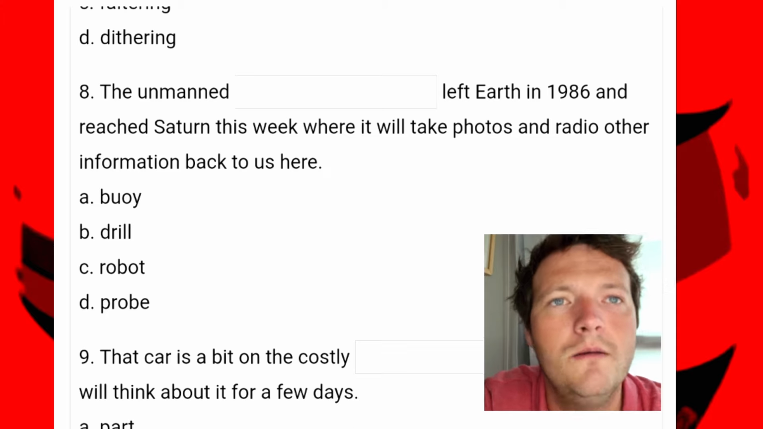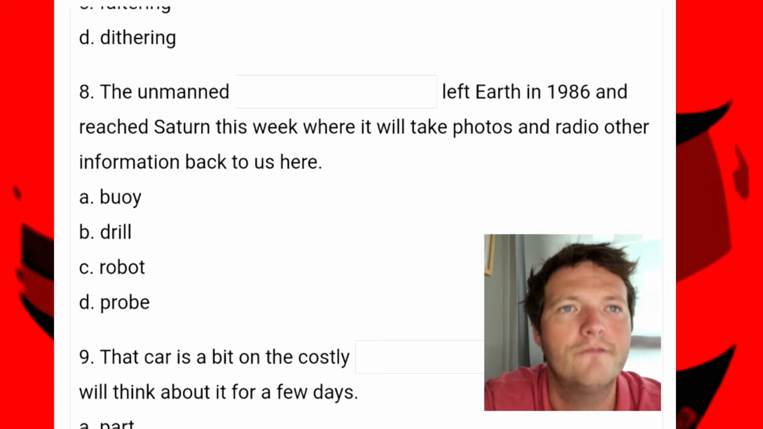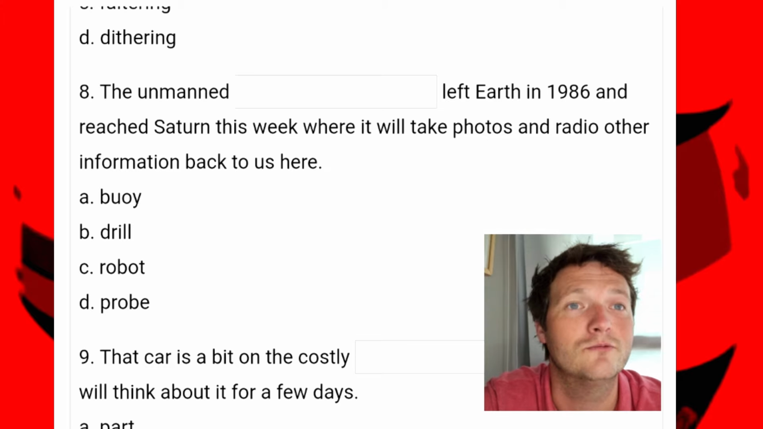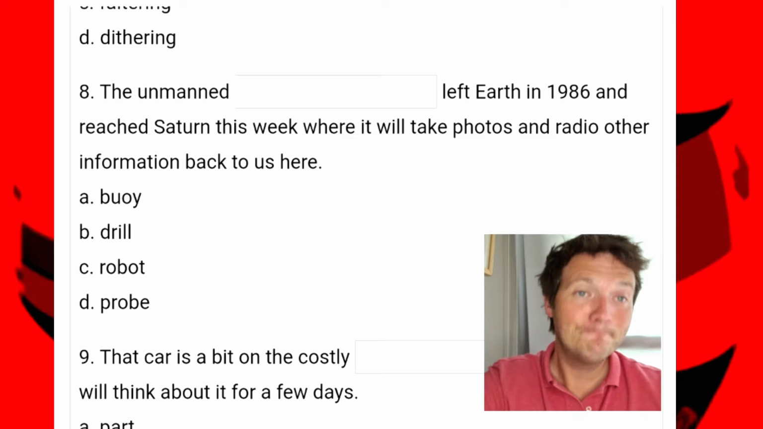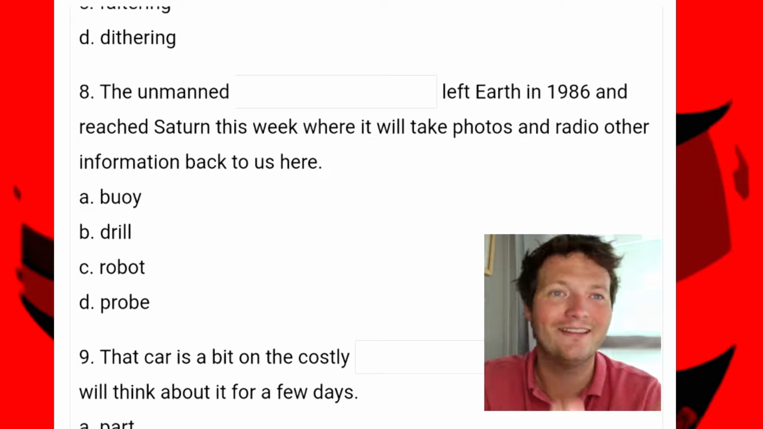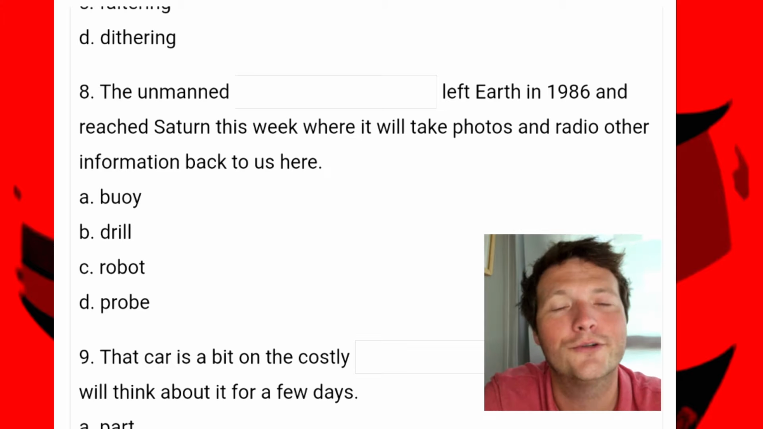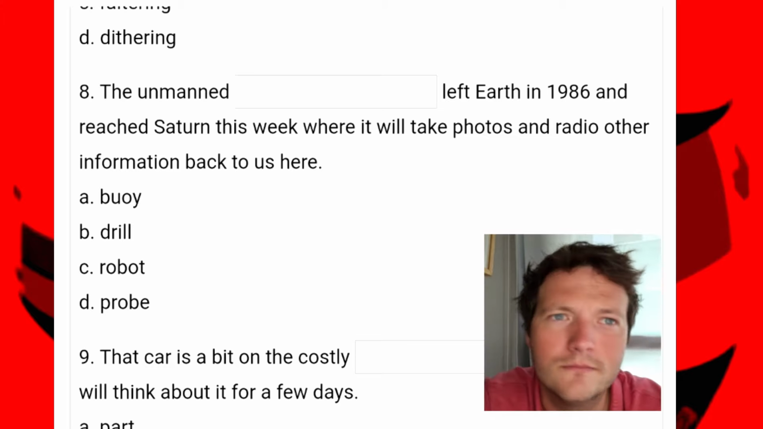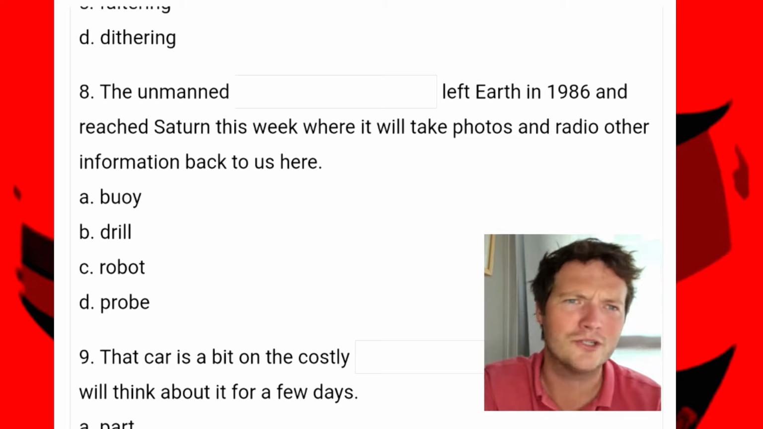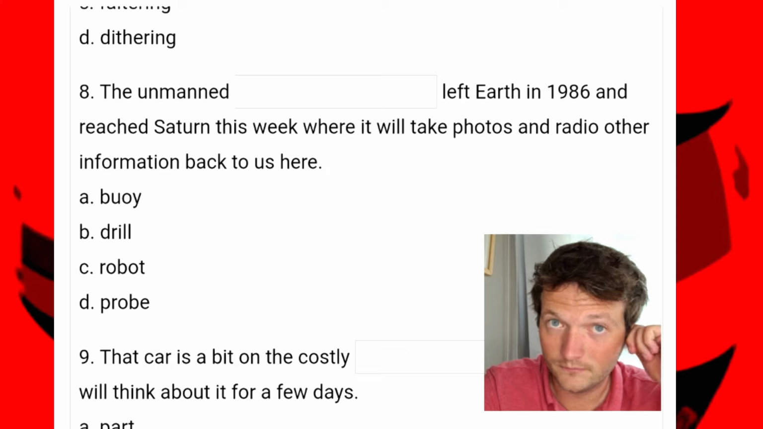The unmanned boy, drill, robot, probe, difficult, left Earth in 1986 and reached Saturn this week, where it will take photos and radio other information back to us here. A buoy, those things that you see floating, the buoyant balls of plastic nowadays that you see floating in the ocean. I'm not even really sure what they're for, to be honest. Oh yeah, maybe to show boats. They're like points of reference for boats, aren't they? I think, or something like that.